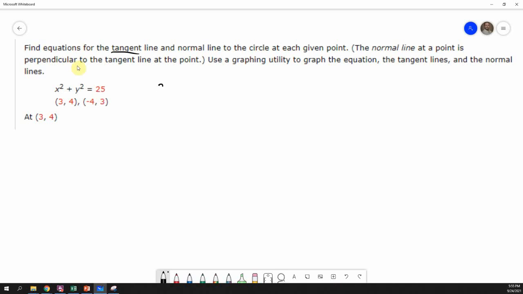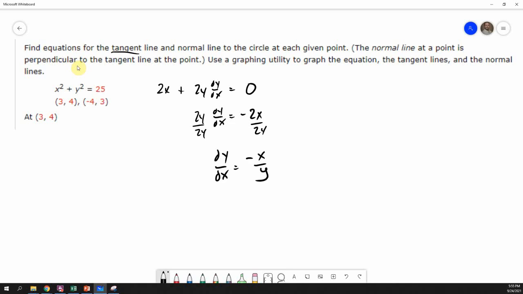So we take the derivative, 2x plus 2y dy dx equals 0. Move the x term over and divide by 2y. We get dy dx equals negative x over y. So at the point (3, 4), dy dx equals negative 3/4. Okay?